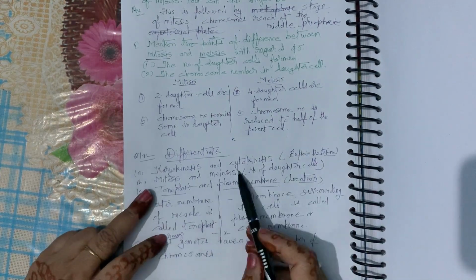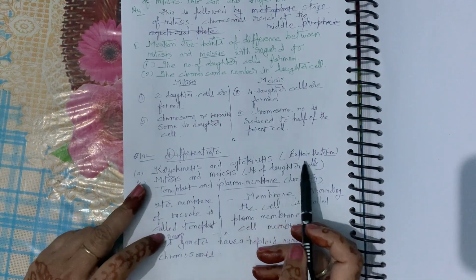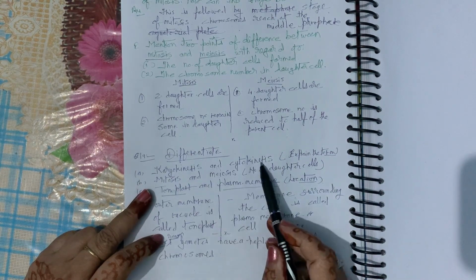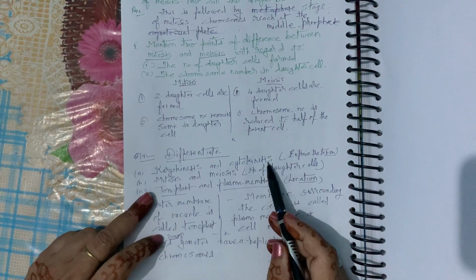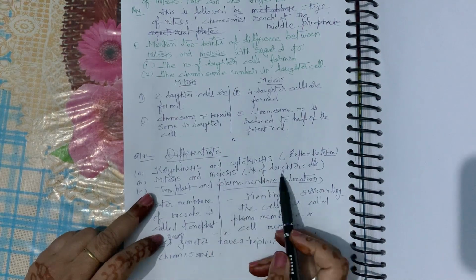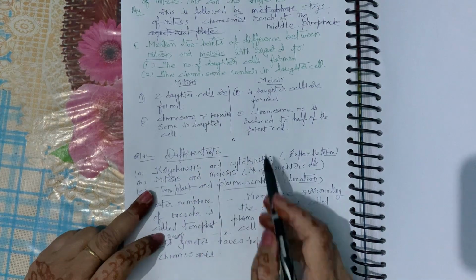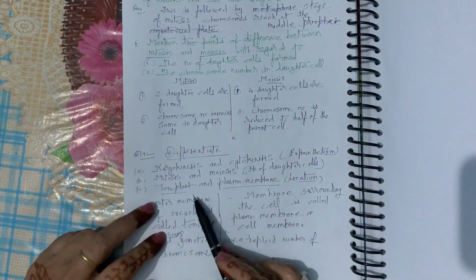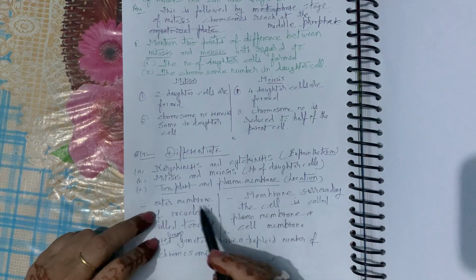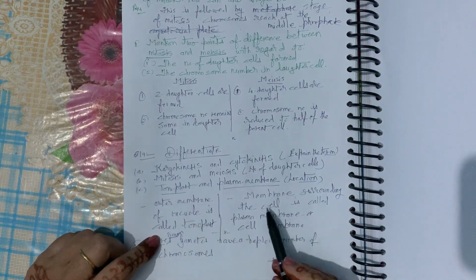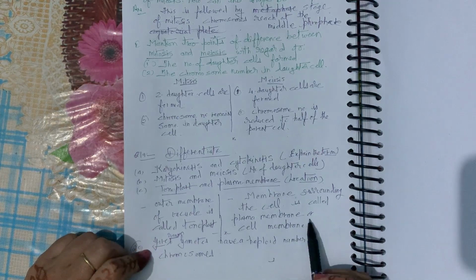Now, karyokinesis and cytokinesis. Explain the terms. The division of nucleus is called karyokinesis, division of cytoplasm is called cytokinesis. Number of daughter cells: in mitosis 2 daughter cells are formed. In meiosis 4 daughter cells are formed. Tonoplast and plasma membrane. Tonoplast, it is the outer covering of the vacuole. Plasma membrane, outer covering of the cell, that is called the cell membrane.